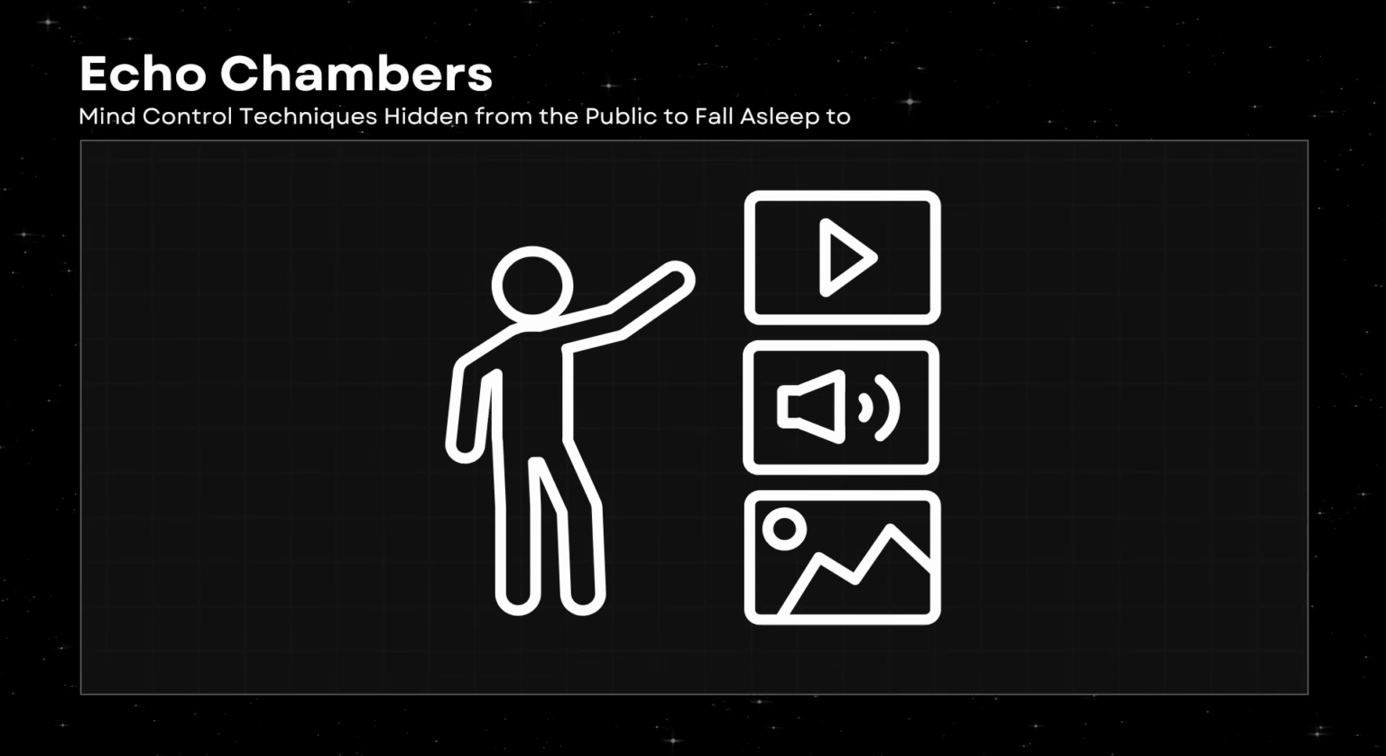Even search engines play a role. Two people can type the same question into a search bar and get different results. The engine looks at their past behavior, location, and interests.